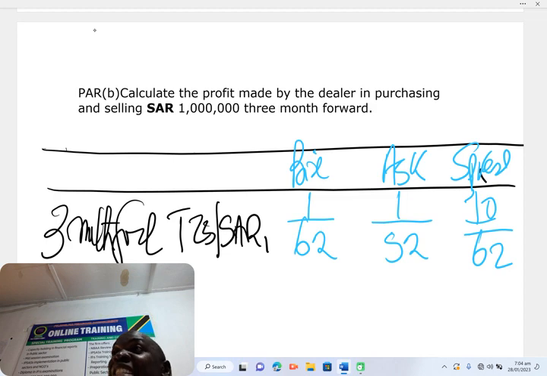A trading currency is South African rand, isn't it? And this is a 3 months forward. So move to a quotation in the 3 months forward where South African rand is a trading currency. We had a quotation somewhere, isn't it?